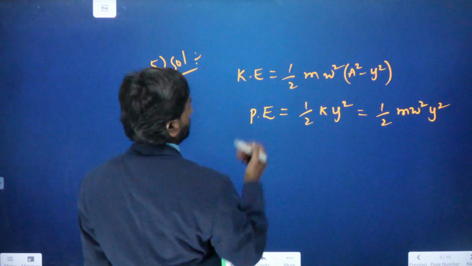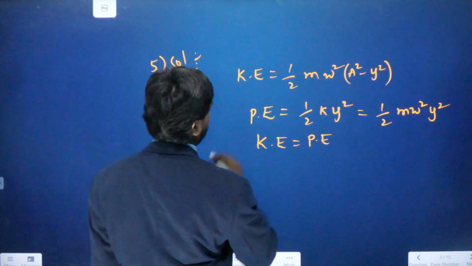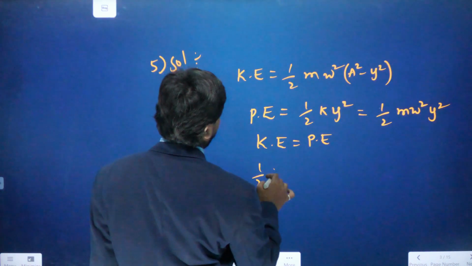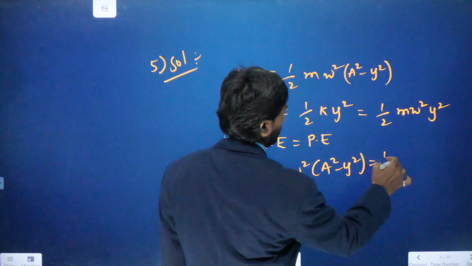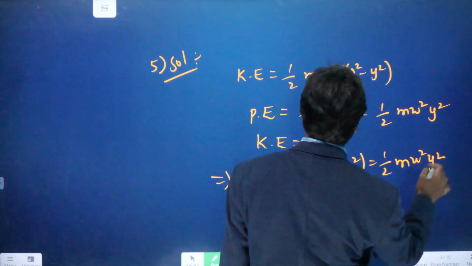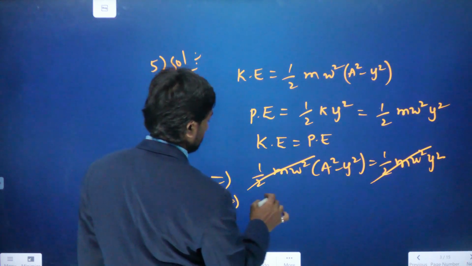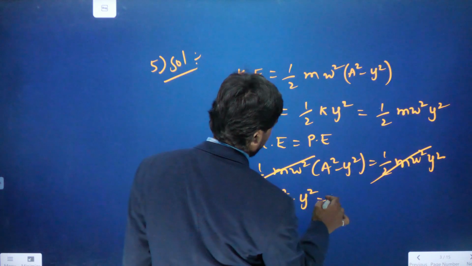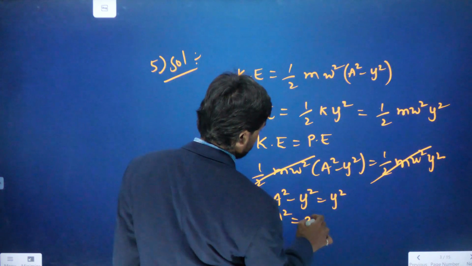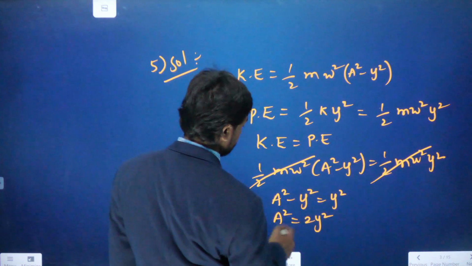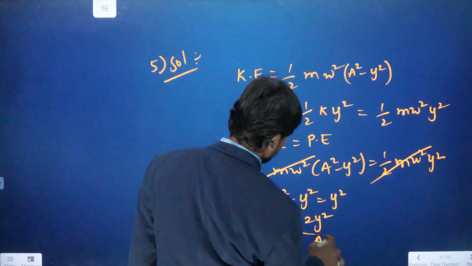Now equate these two equations, potential energy equal to kinetic energy. Half into m into omega square into a square minus y square is equal to half into m into omega square y square. Now the half and half, m omega square will be cancelled. Then a square minus y square is equal to y square. If you send this y square to that side, a square is equal to 2y square. Then for the displacement, y is a by root 2. So displacement is a by root 2.